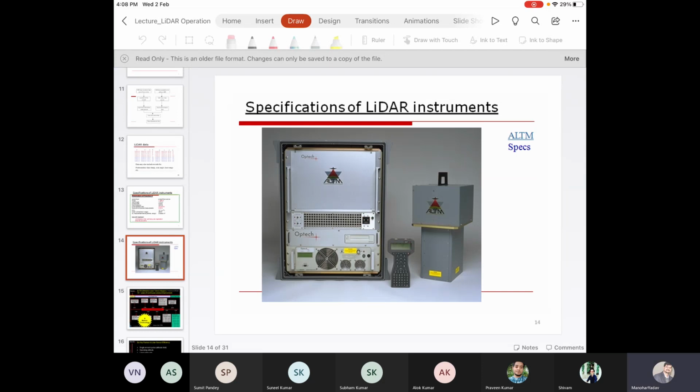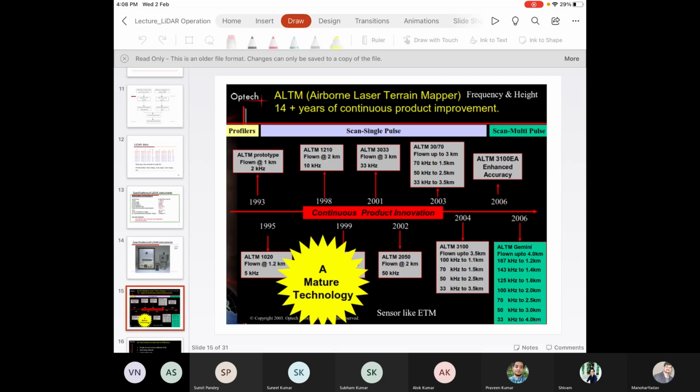So this is the view of this sensor, and it is manufactured by Optech. Optech is a company, and ALTM is a model. So this is an airborne laser scanner system. Just see, the first row talks about the type of sensor in terms of single pulse limitation, the single pulse identification, and multi-pulse. So in the beginning, it was profilers, then scan single pulse, then scan multi-pulse.